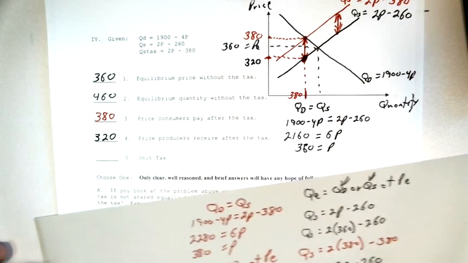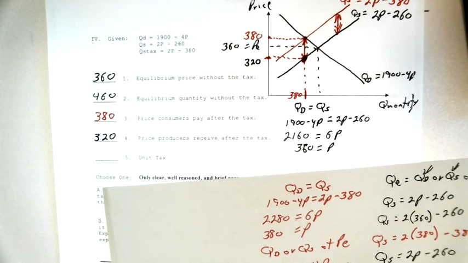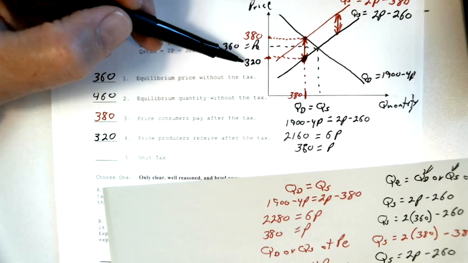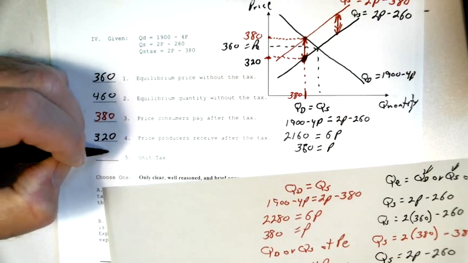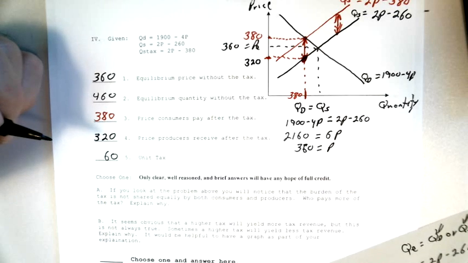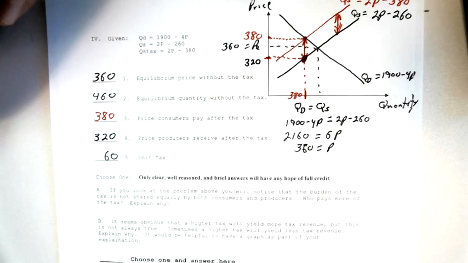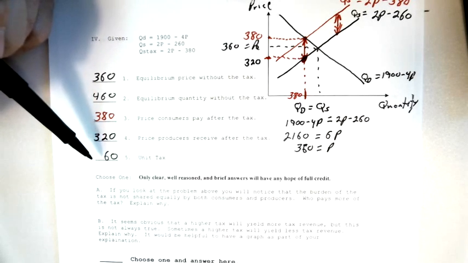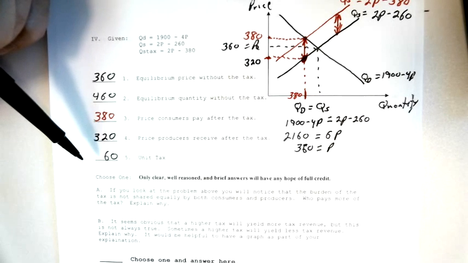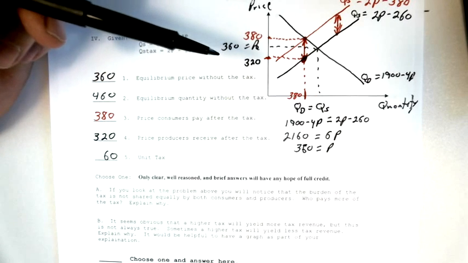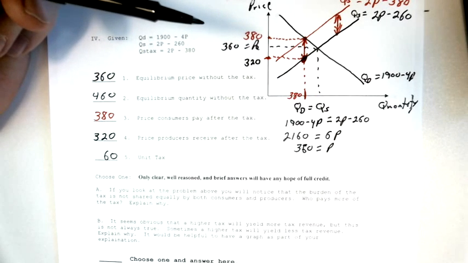So the next question is, well, what was the unit tax? Well, now that's pretty easy to see, isn't it? Because consumers paid 380, producers got, after the tax, 320, so the unit tax must have been 60. I didn't ask it, but I could have asked how much money does the government actually collect from this tax. And the government collects $60 times how many units were sold. And remember now, the number of units sold would be only 380. So it would be $60 times 380 that would give you the total amount of money that the government collected from this tax.